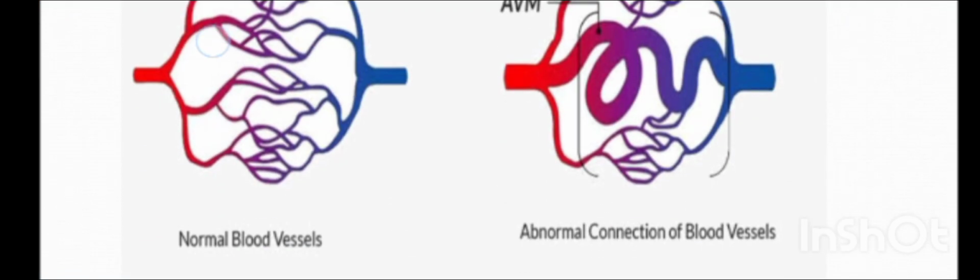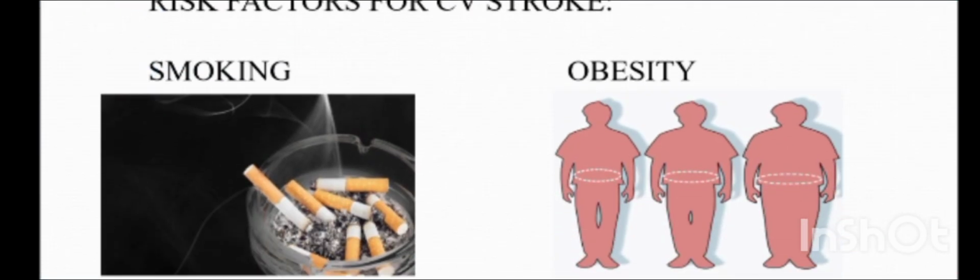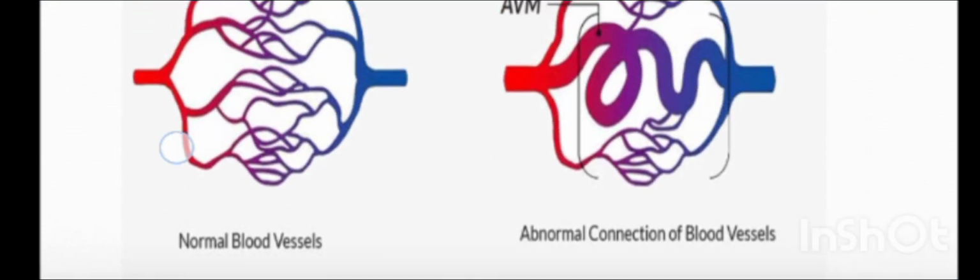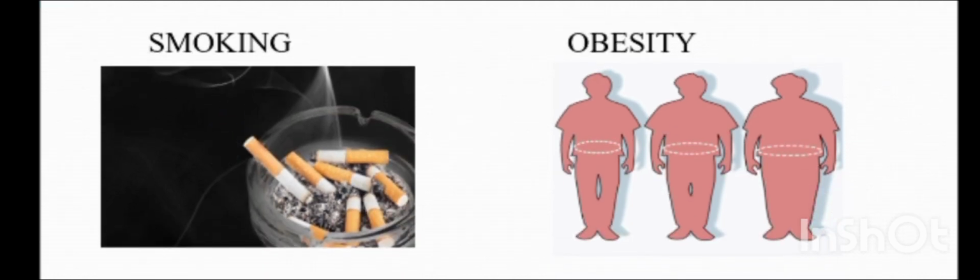So this is hemorrhagic stroke, one of the causes, aneurysm, and this is another cause, arteriovenous malformation, AVM. So that's for the etiology of the stroke, and further causes in that, ischemic stroke causes and hemorrhagic stroke causes. Now let us go on to the very important point, which is the risk factors for CV stroke.